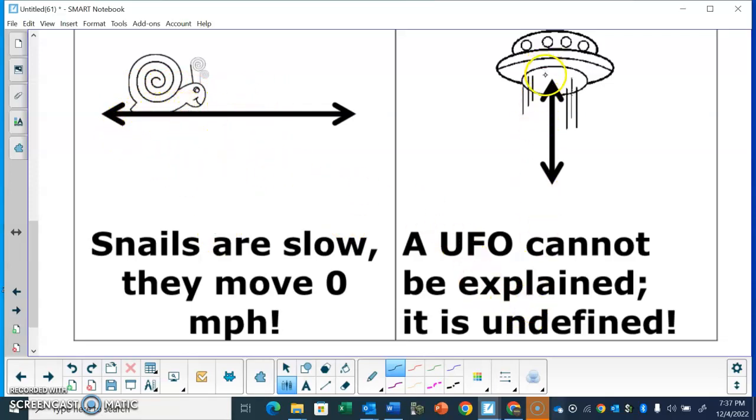Vertical. Takes off straight up. It's undefined. Or if it was falling, it falls straight down, right? If you're on a zero slope, you're not falling at all.